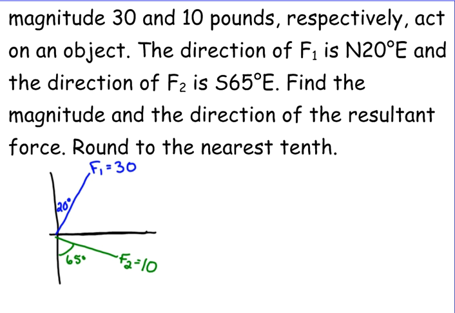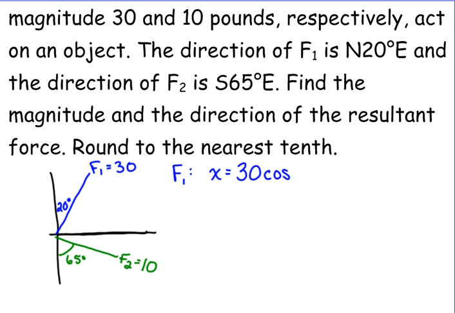All right, so in order to find the resultant force, we don't just add 30 and 10. The resultant force is not 40 pounds, because of the angles. So we've got to break these down into their components. So let's find the component form of force 1. X equals the magnitude 30 times the cosine of what angle?